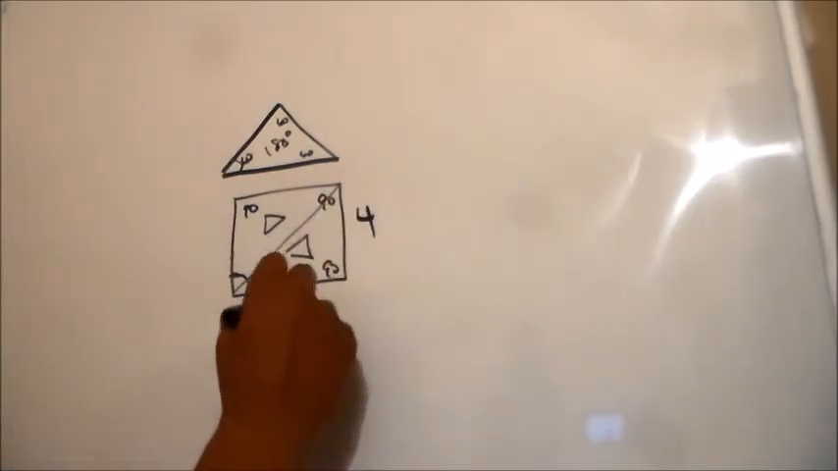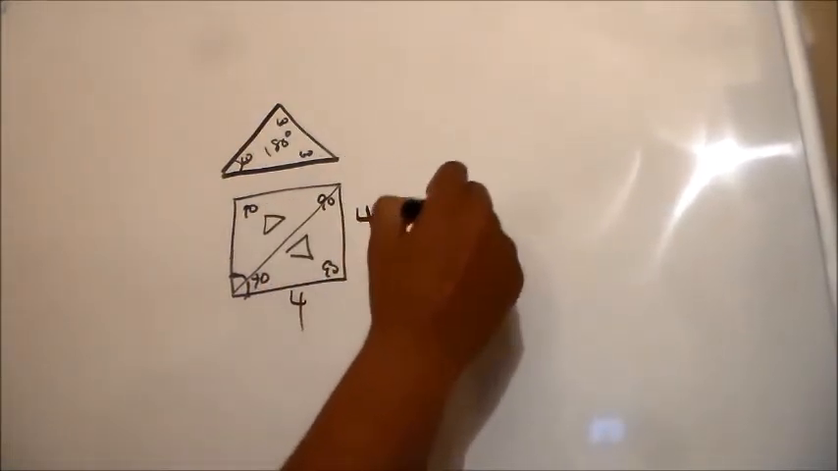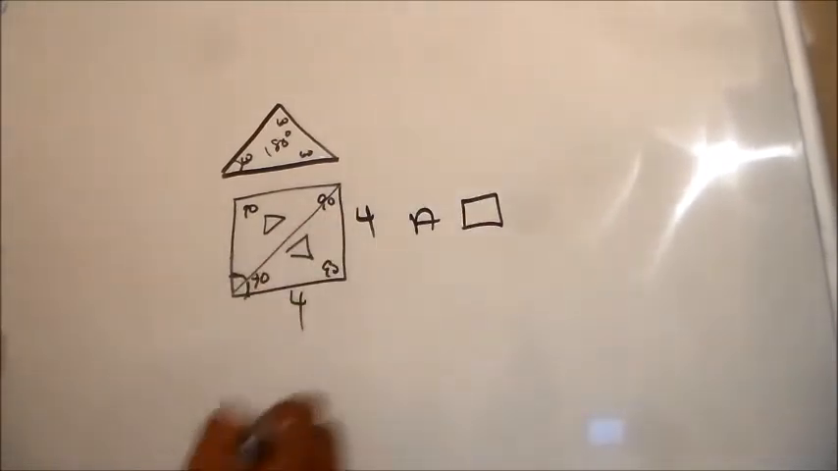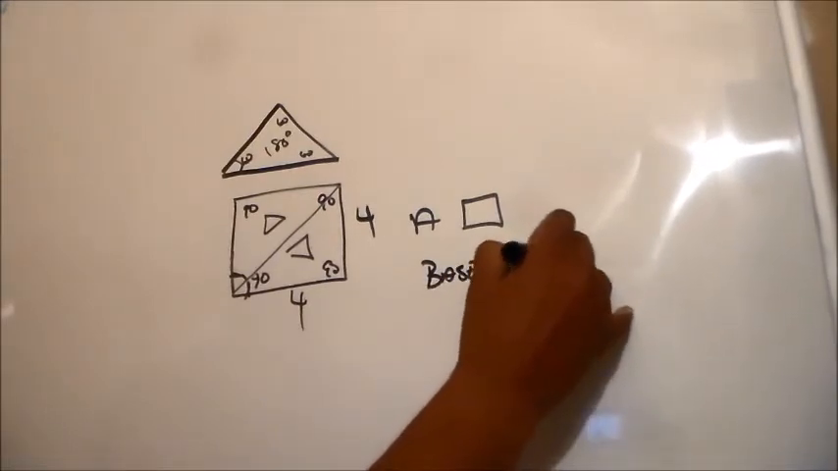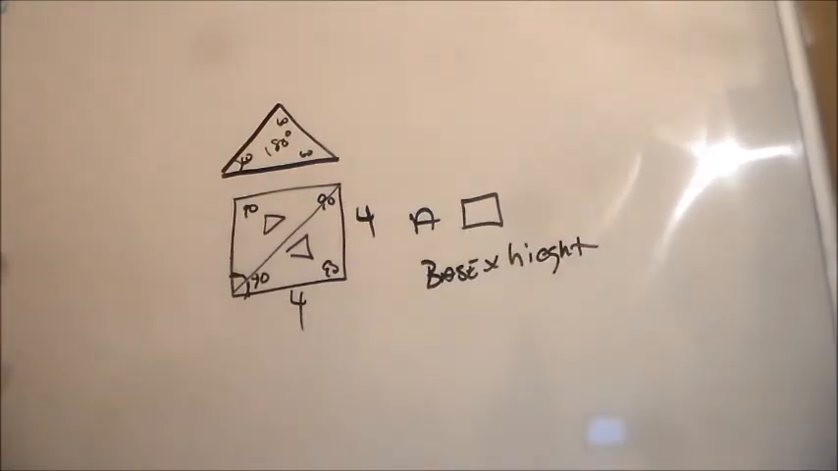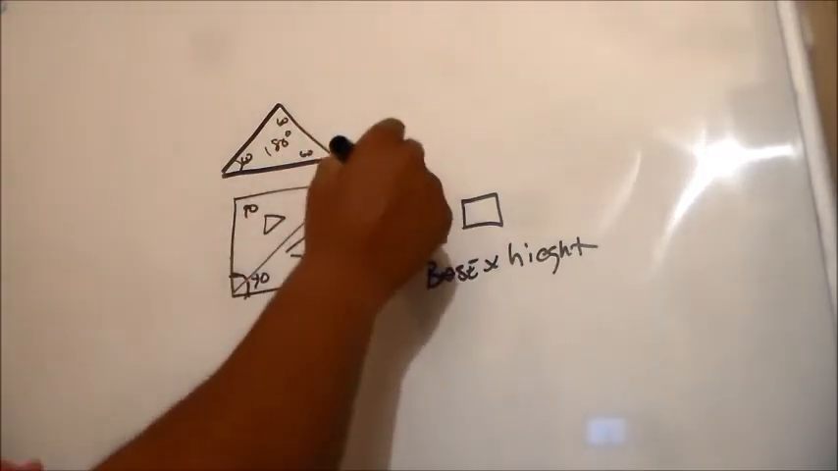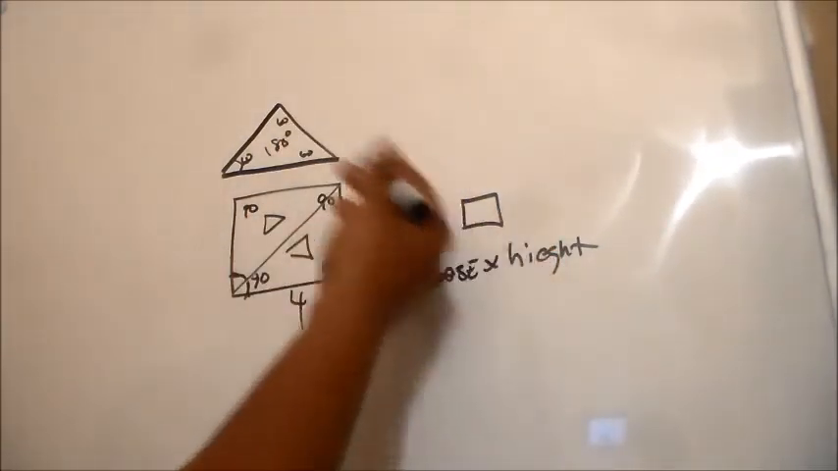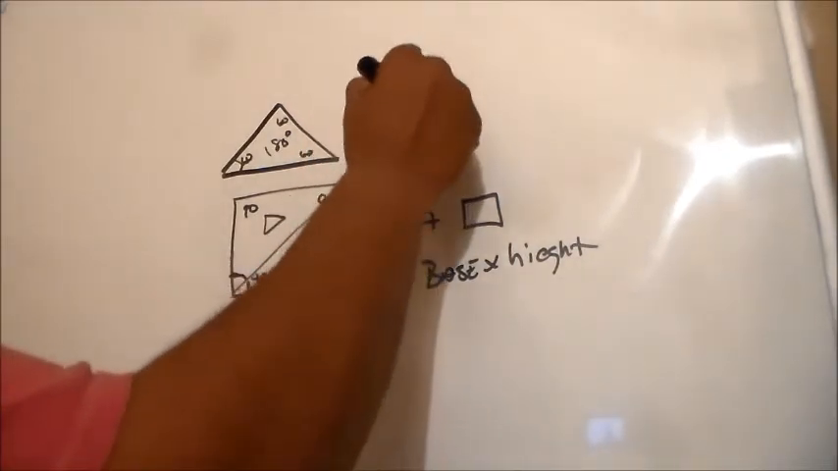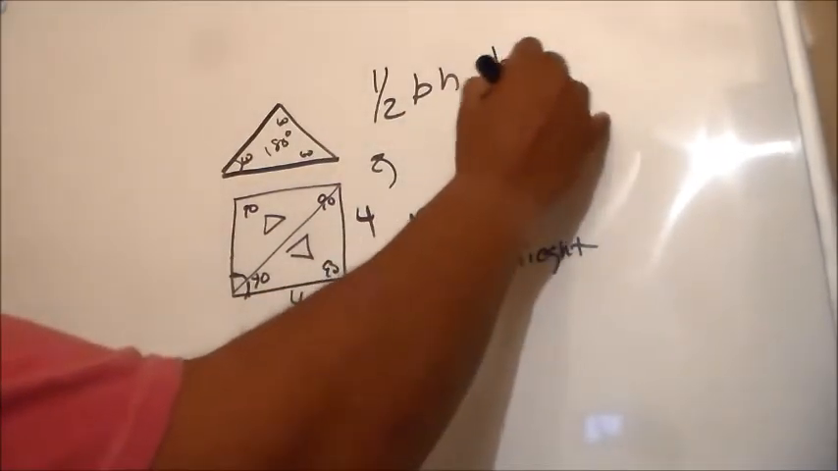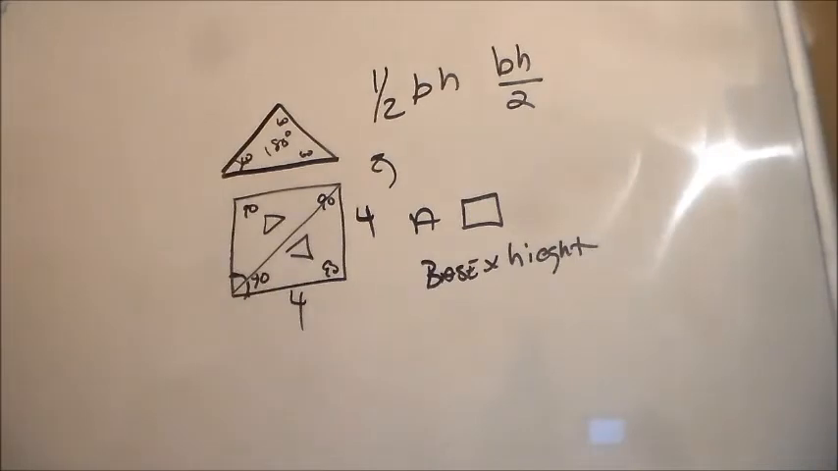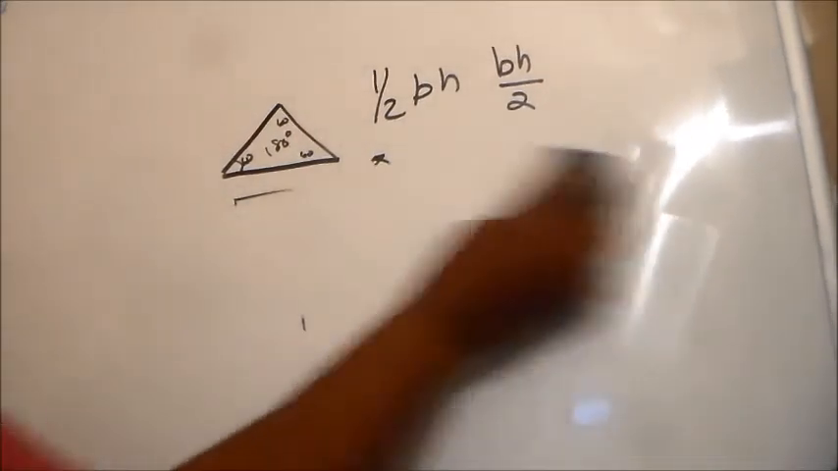And let's say if this was 4 and this was 4, the area of a square would be equal to base times height. Okay, so when we look at our triangle, which a square is basically two triangles, it's 1/2 base times height. Or you could say base times height divided by 2. However you want to work it out, whatever's easier for you, I don't care how you do it. But the area of a triangle is 1/2 base times height, or base times height over 2.